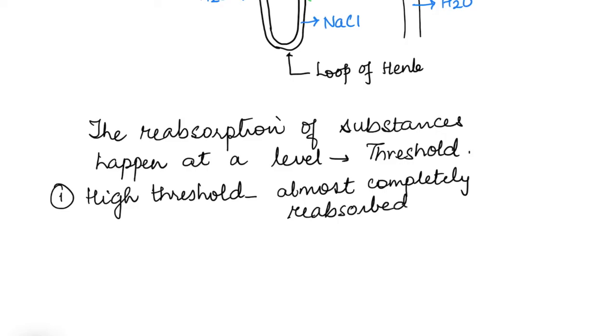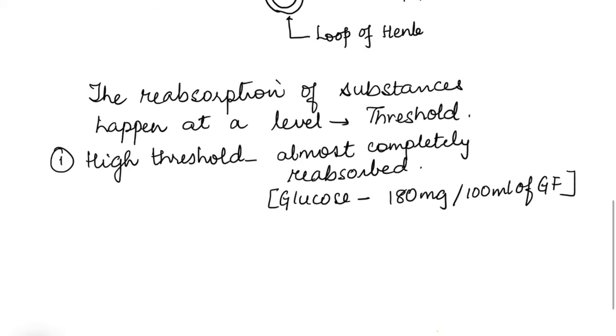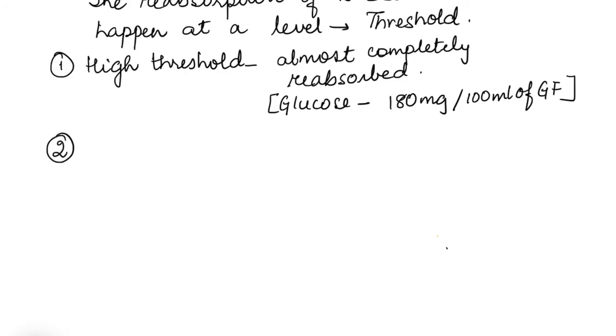Now glucose has a threshold value of about 180 milligram per 100 ml of filtrate. That means anything up to this level is reabsorbed, and beyond that is then let to go, which happens in case of diabetic patients where the glucose is excreted because it is beyond this particular level.